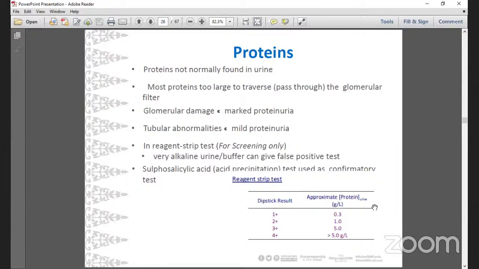And in the slide, I show you that by using a urine stick, we can get results of 1 plus, 2 plus, 3 plus, and 4 plus, and then we can approximate the value of the protein in the urine. For example, if this stick shows 4 plus protein, it indicates more than 5 grams per liter of protein in the urine. Next one.